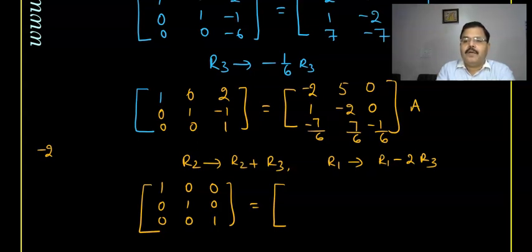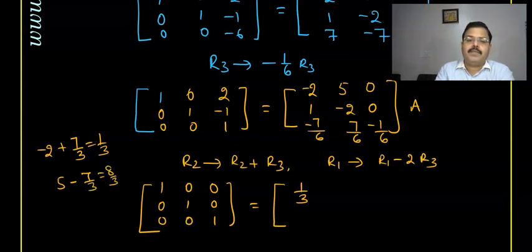So minus 2 and 2 times of R3 is minus minus plus 7 by 3, 2 times. So 3 to the minus 6 plus 7, that is 1 by 3. So it will come 1 by 3. Now again 5 minus 2 times of R3, that is 7 by 3. So 7 by 3 is 5, 3 is 15, minus 7, 8 by 3. So that will be 8 by 3. And now 0 minus 2 times of R3, that is 1 by 3. So it will be 1 by 3.